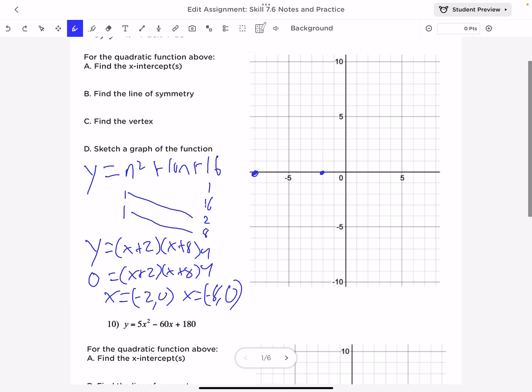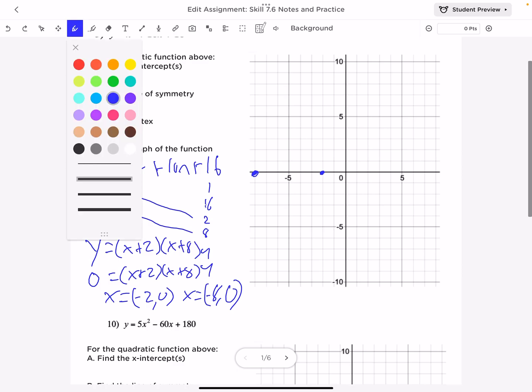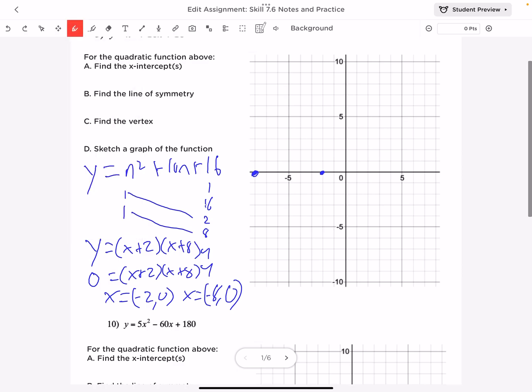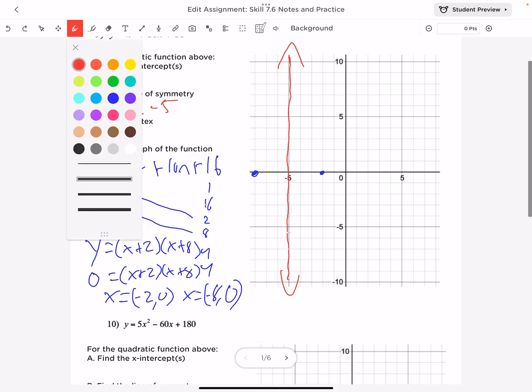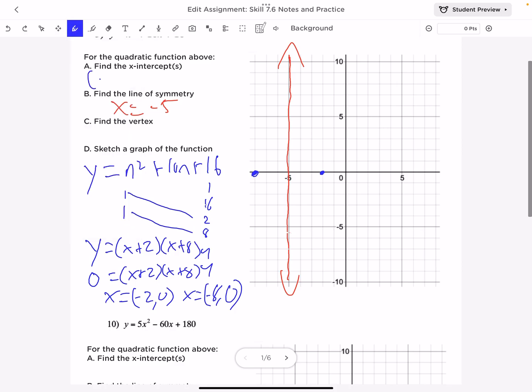Now to find the line of symmetry, I just find the point in the middle. In this case, it's -5. And so this is my line of symmetry right here. X is equal to -5. Let me actually go back and write in. This is negative 2, 0 and negative 8, 0.